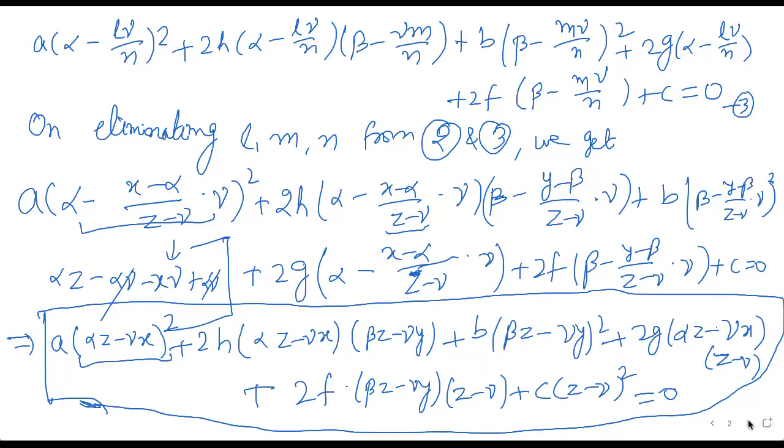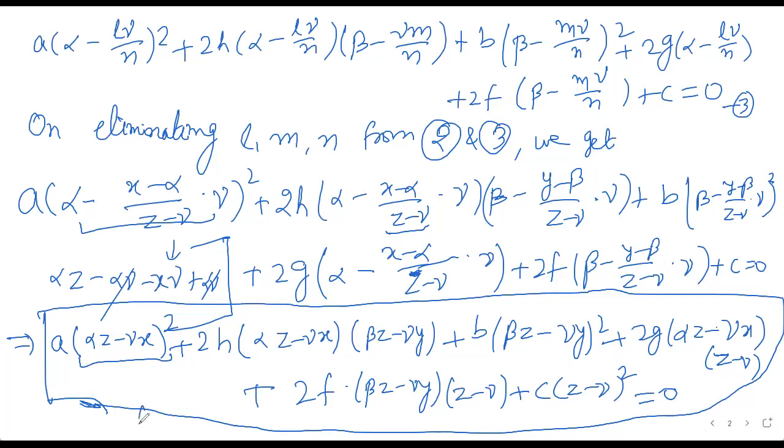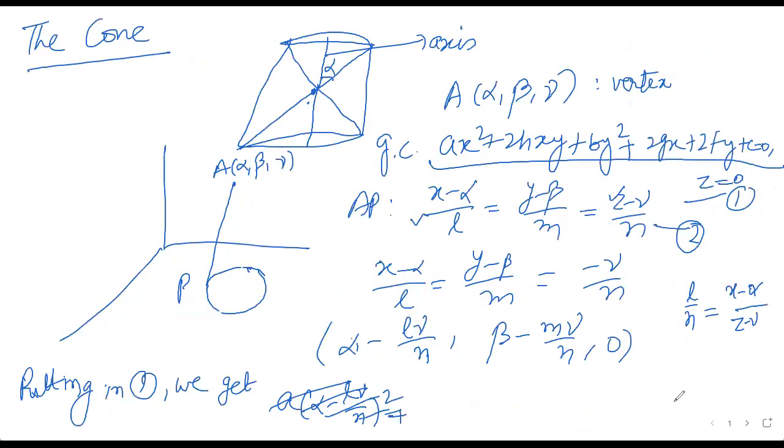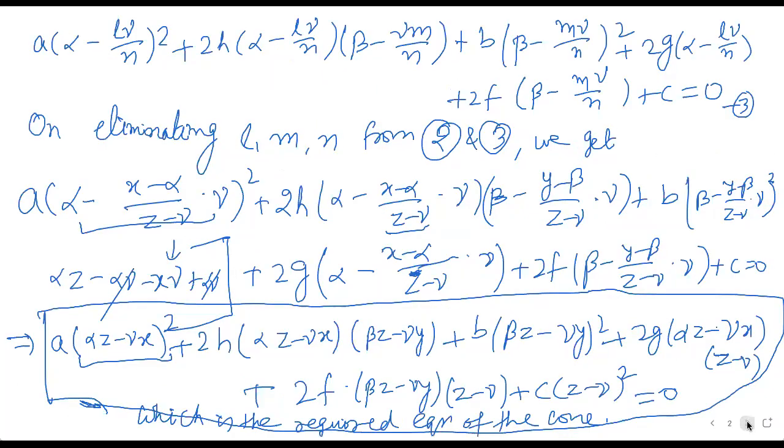So this means you can say which is the required equation of the cone, so it represents the cone when vertex is given to you some alpha beta gamma and guiding curve is given in this form. Okay, so this cone is, जी बताइए। सर ये इक्वेशन होमोजीनियस है?